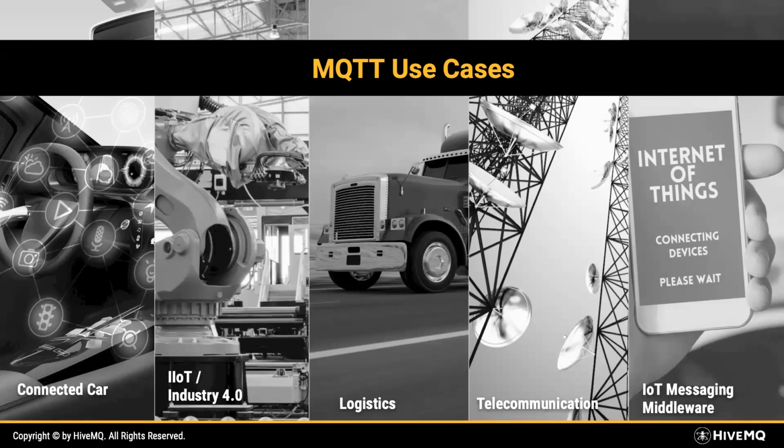Industrial IoT, or here in Europe, we have Industry 4.0 as a big strategic thing. MQTT is one of the prime protocols used here. Also logistics, telecommunication, and IoT messaging middleware in general is something where MQTT is used by hundreds of thousands of companies.